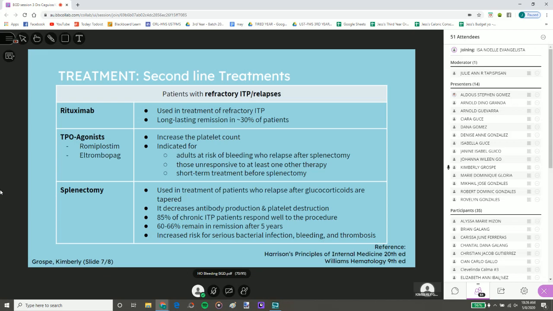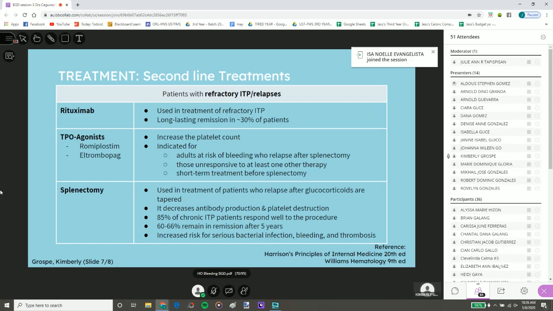TPO agonists are used in order to stimulate platelet production, as these patients have been found to have normal levels of TPO, despite the presence of platelet destruction. So these are recommended for adults at risk of bleeding who relapse after splenectomy, those who have been unresponsive to at least one other therapy, and it can be used as a short-term treatment before splenectomy in the case that ITP spontaneously resolves.